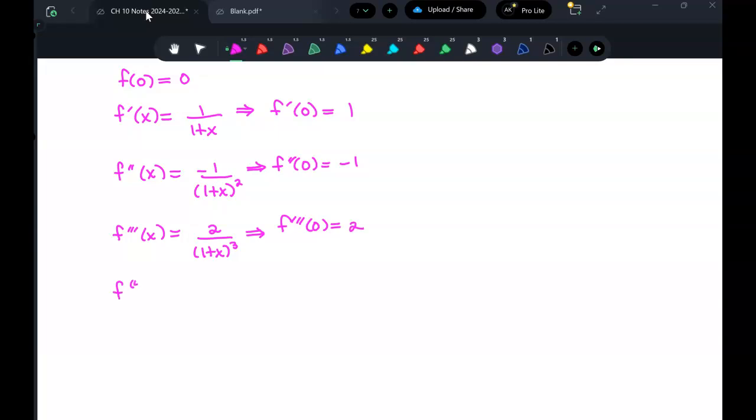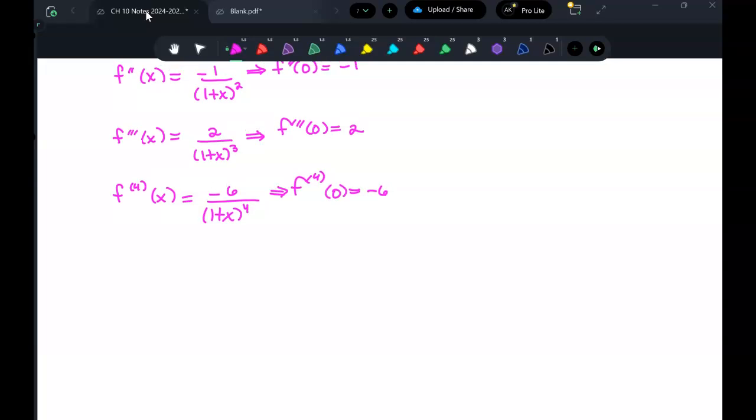We'll go one more. Remember, anything from the fourth derivative on, we can put in parentheses. So it's going to be what? Negative 6 over 1 plus x to the fourth, which means our fourth derivative at 0 is going to be negative 6.